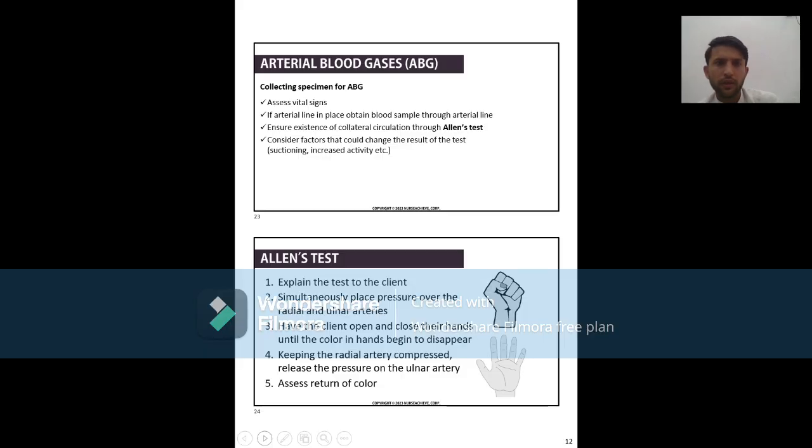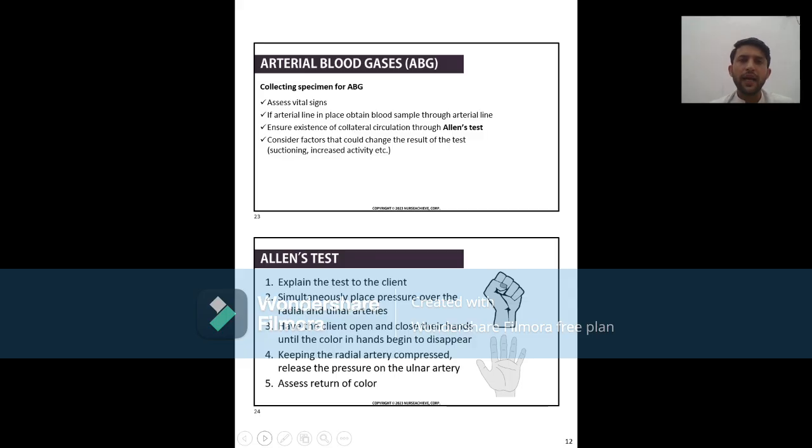We have to collect the specimen for ABGs. First, we will look at the patient's vital signs. In vital signs, we have to look at the patient's respiratory rate, blood pressure, and level of consciousness. That is also important. When there is hypercapnia, the patient's level of consciousness will deteriorate.